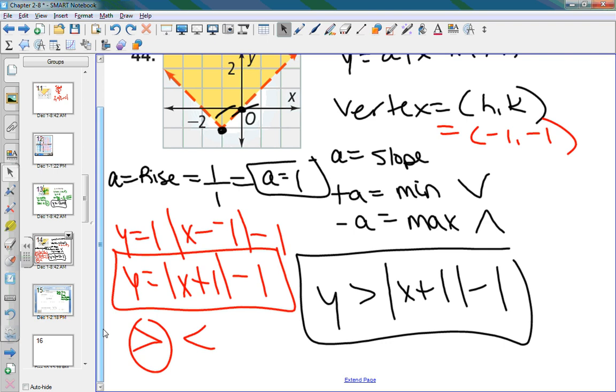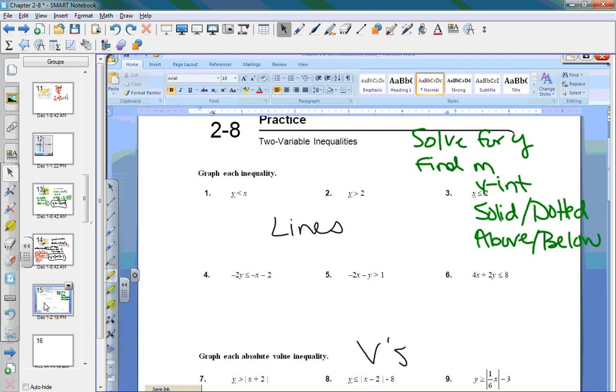What's today's date? Today's the 10th. So what we're going to start with is looking at problems 1 through 6. Problems 1 through 6 are all going to look like lines.